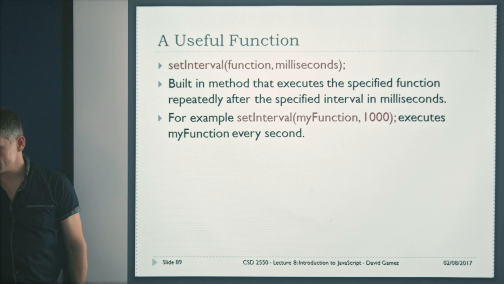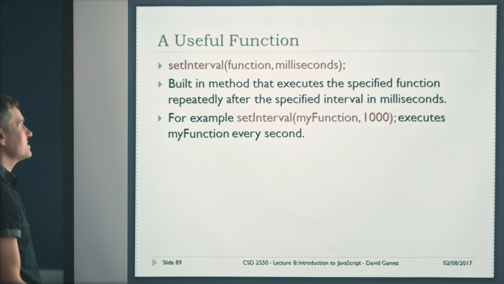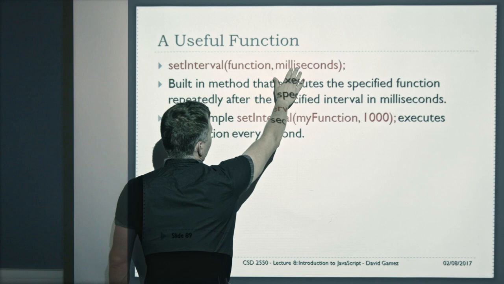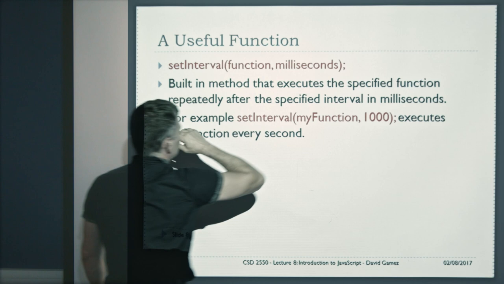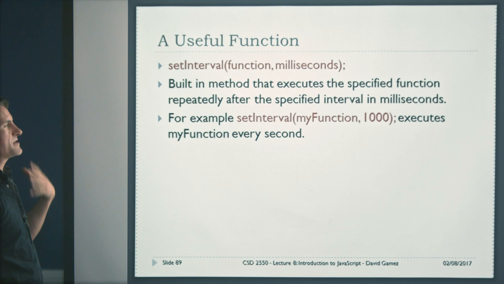Now I'm going to show you a slightly more exciting example. I'm going to use an interval timer for this. I'm going to explain it a bit more when we come to animation in JavaScript, but for the moment I'm just going to explain it as something to use. There's a function in JavaScript called setInterval, and what setInterval does is it will execute a function at an interval specified in milliseconds. If we set this to 1000, it would execute this function every second, because a second is 1000 milliseconds. So it's a built-in method that executes the specified function repeatedly after the specified interval of milliseconds.